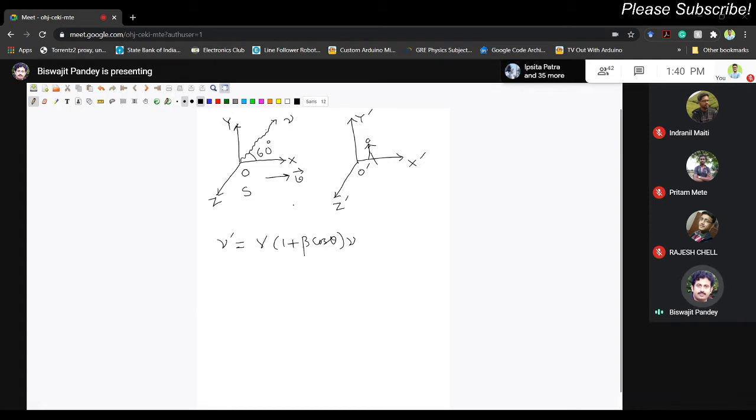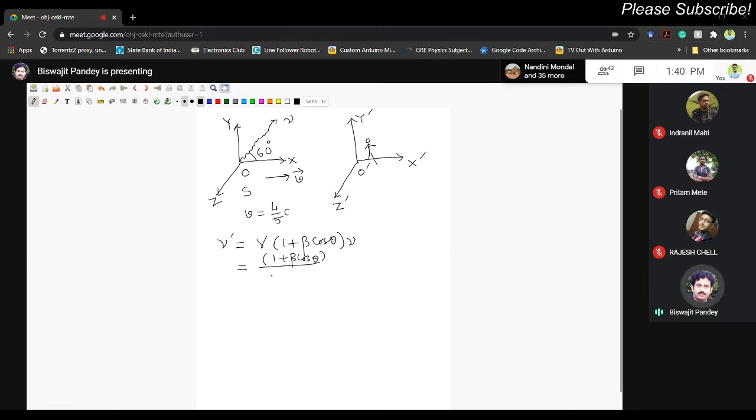It is already given to you that the mod of v, basically the velocity, is 4 by 5 c. So 4 by 5 c is the velocity, and the angle is 60 degrees. So what's the frequency here? Straightforward, you plug in this formula. So this is simply 1 plus beta cos theta, which is basically beta cos 60 degrees. Beta is also known to you, so let me write down one line here.